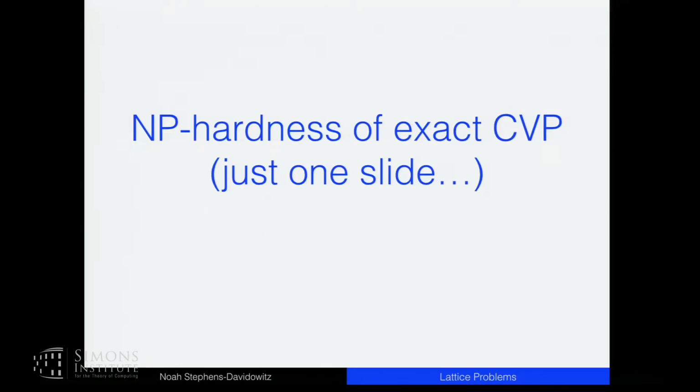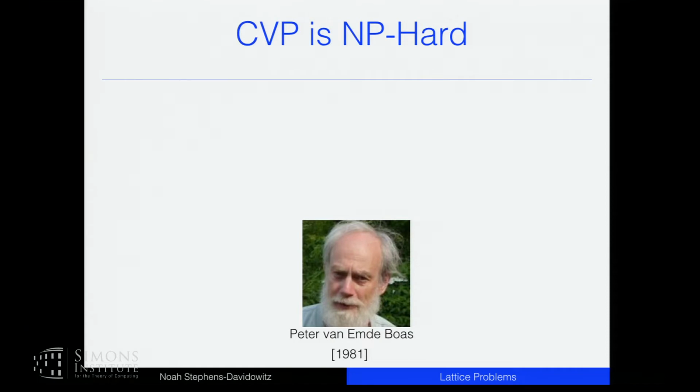Okay, so another sort of warm-up result. Let's prove that CVP is NP-hard. It's a one-slide proof. It could have been in Karp's original paper, though it wasn't. It's due to van Emde Boas in 1981, so quite early.